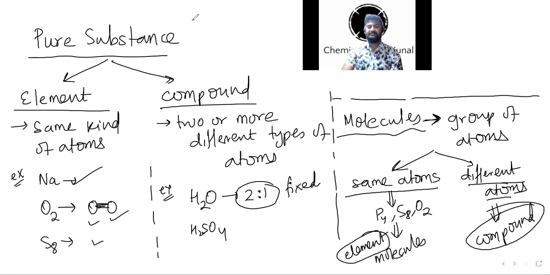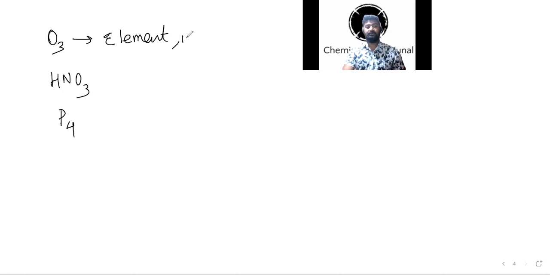What I'm trying to say is, if I tell you ozone, HNO3, P4, what is ozone? It's basically made up of only oxygens, right? So it's an element. But more correctly, it is a molecule. Why? Because it is a group of atoms made up of the same atoms.